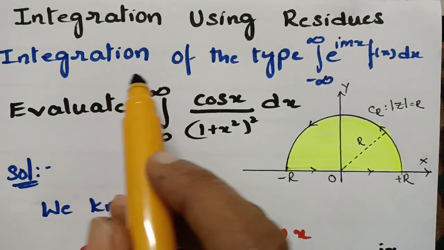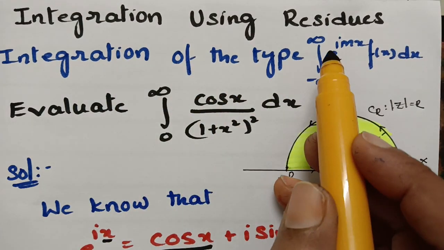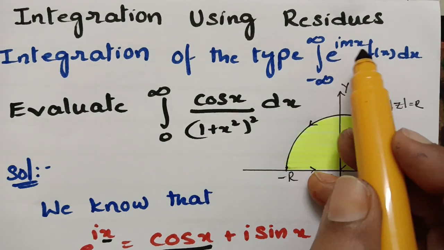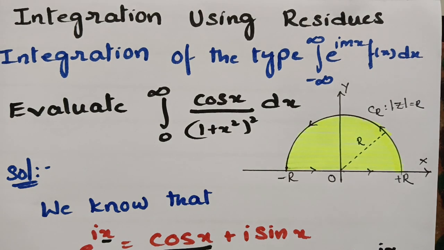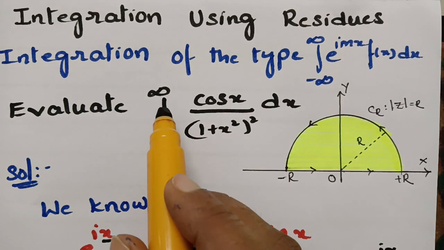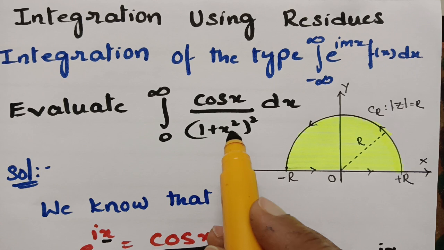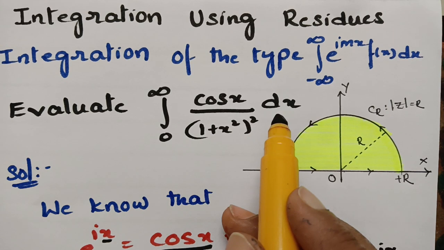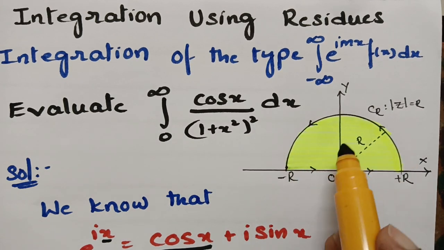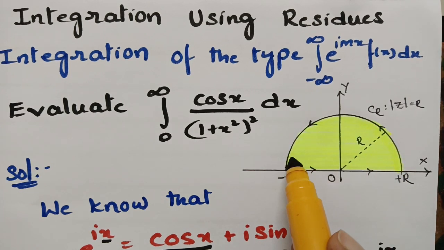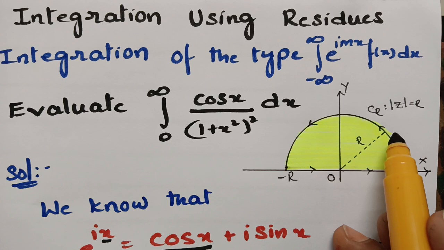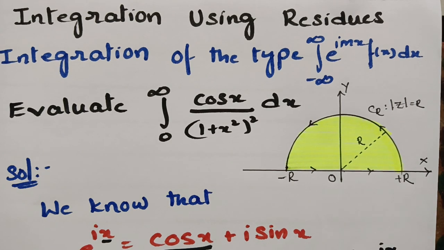So this is the integration of the type integral from minus infinity to plus infinity e power imx f of x dx. Now in this video I am going to evaluate integral 0 to infinity cos x by (1 plus x square) whole square into dx. So this is the closed contour from the real axis minus R to plus R along with the semicircle with center 0 and radius R. Let's get started to solve this problem.